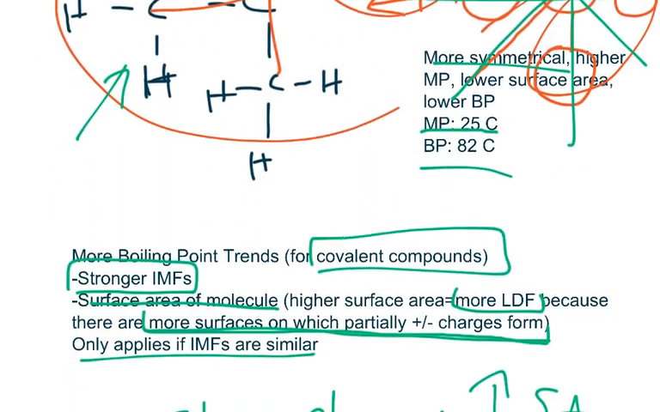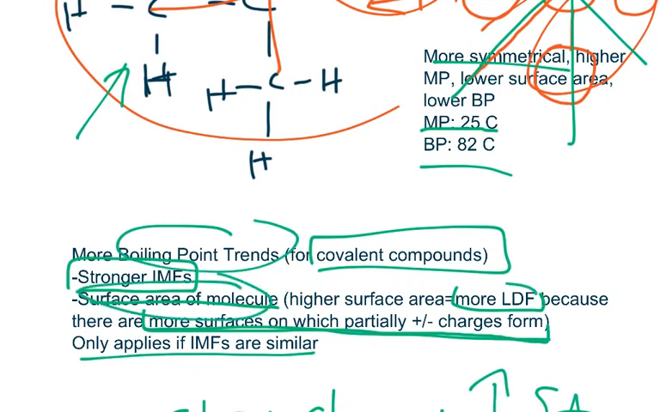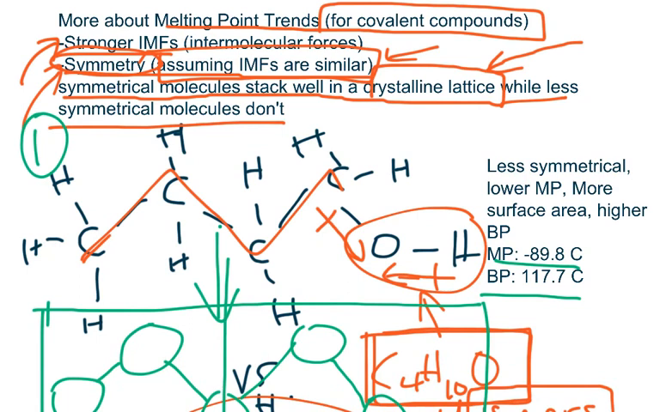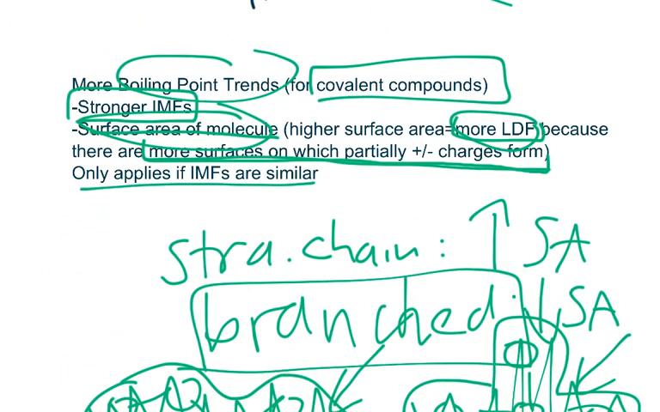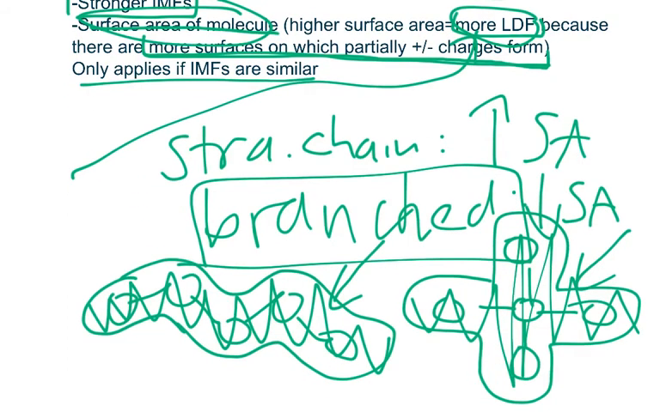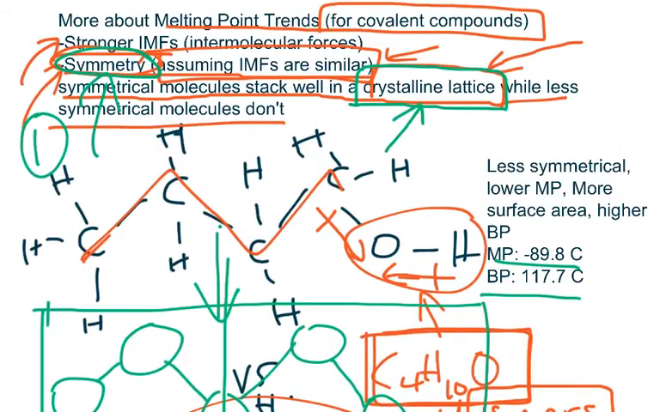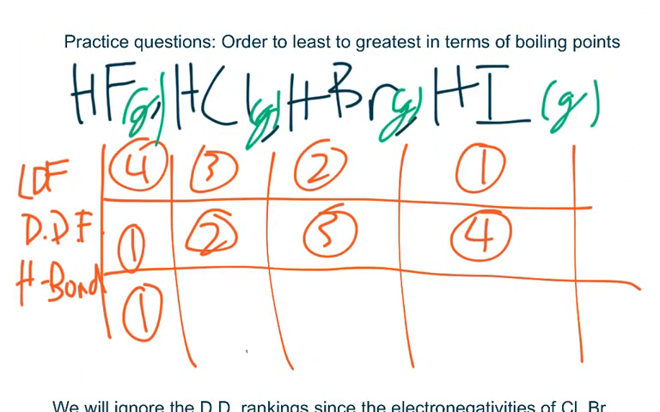So notice that for boiling point, the surface area and the LDF matters more, while for the melting point, the symmetry matters more. And that's just because the solid to liquid transformation involves breaking a crystal lattice. So this crystal lattice is very important, and because of that, symmetry is more important. Meanwhile, for liquids turning into gases, the crystalline structure is not there anymore, so the symmetry matters less and the LDF matters more.